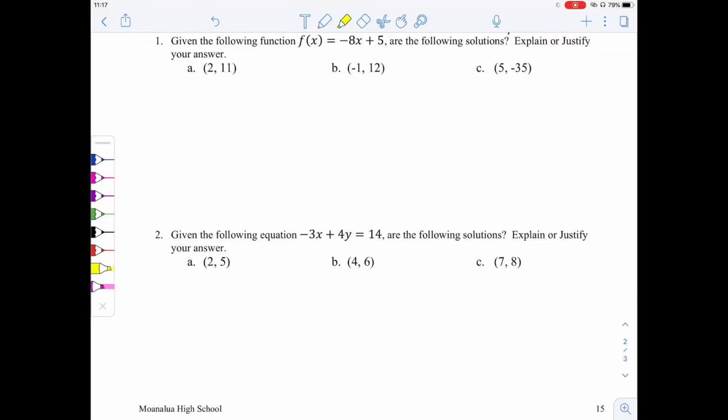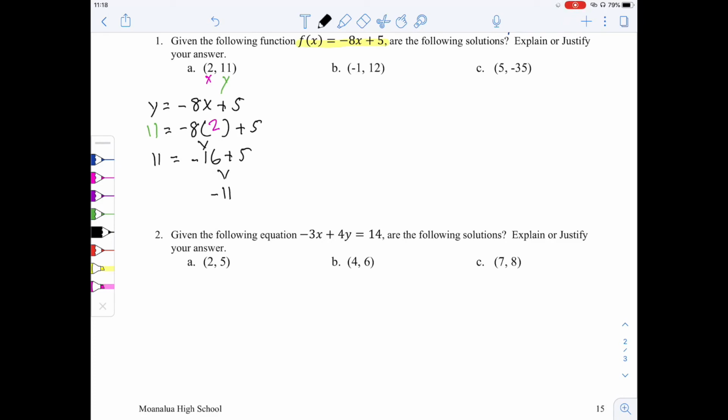Okay, for number 1. Given the equation f of x equals -8x plus 5, and we're given an x and a y, right? So x, y. I'm going to substitute that in our equation, and again, our f of x, we treat it like a y. So we get y equals -8x plus 5. And then we're going to substitute our numbers. So our y was 11, equals -8. I'm going to put the parentheses there. Now I'm going to substitute the x value, which is a 2, and you calculate that out. So -8 times 2, -16, plus 5. -16 plus 5 is -11.